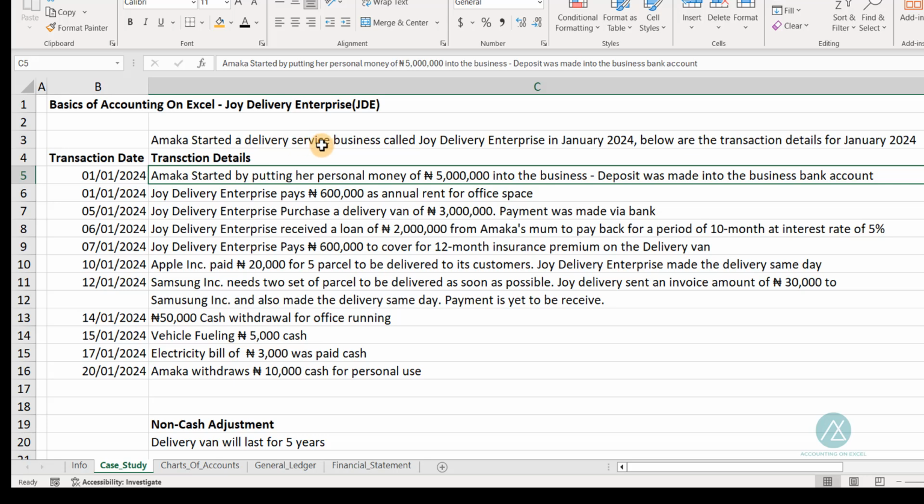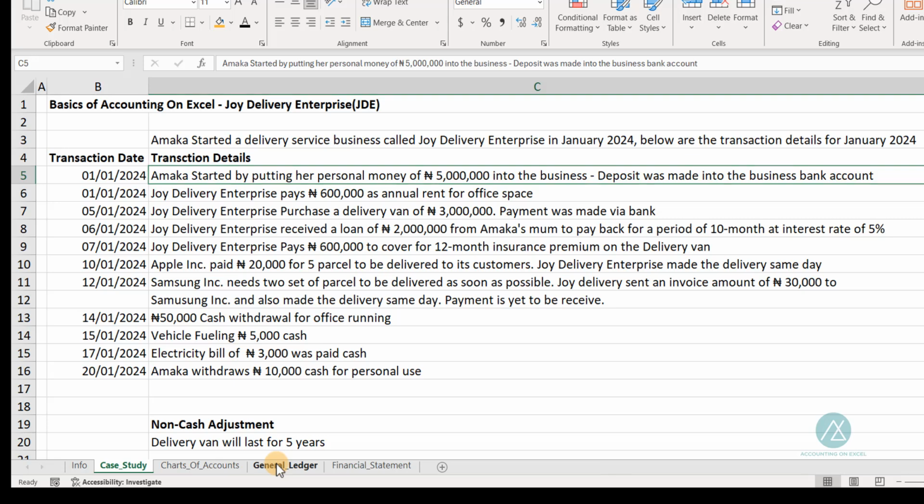It says Amaka started a delivery service business called Joy Delivery Enterprise in January 2024. Below are the transaction details for January 2024. So on the 1st, Amaka started by putting her personal money of 5 million into the business. The deposit was made into the business bank account.